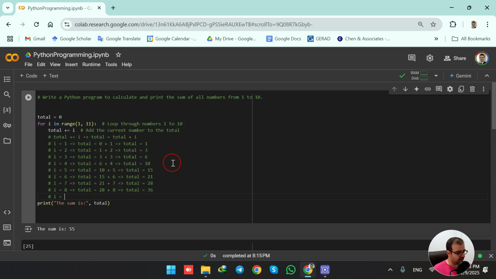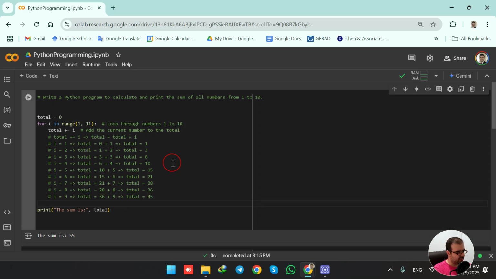And then we have I equals 9. So total equals 36 plus 9. So the total is now 45. And finally, I equals 10, and total equals 45 plus 10. So total is 55, which is the number that we got here.